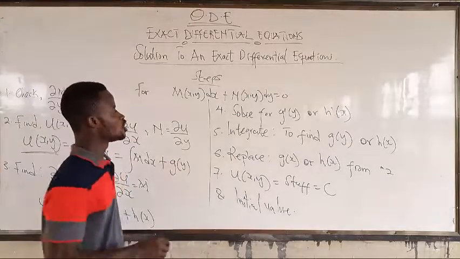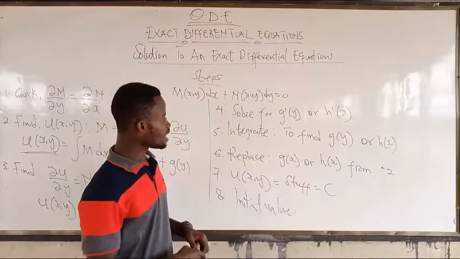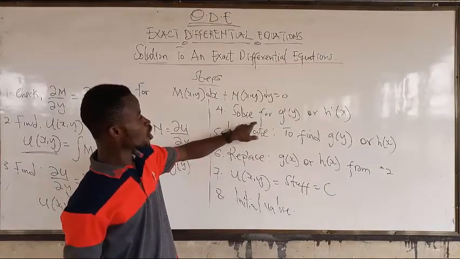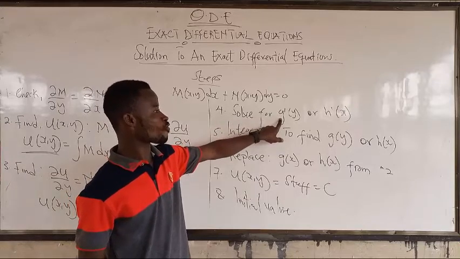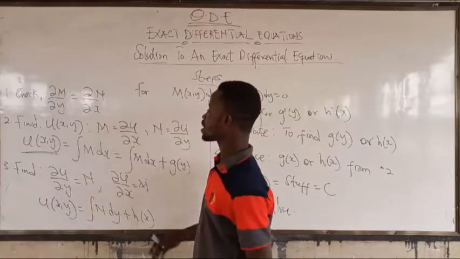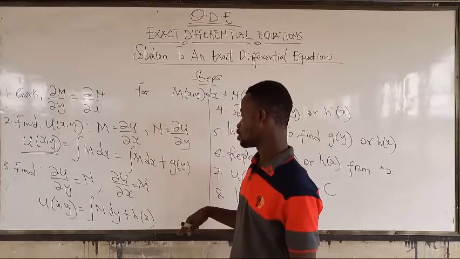Fourthly, you solve for g prime of y or h prime of x. It means whether you are going by this or this, alright?